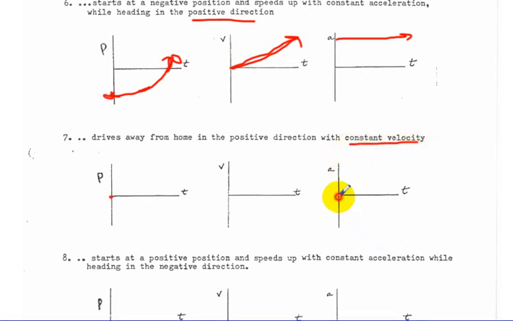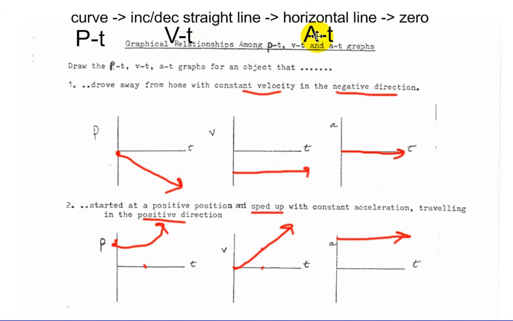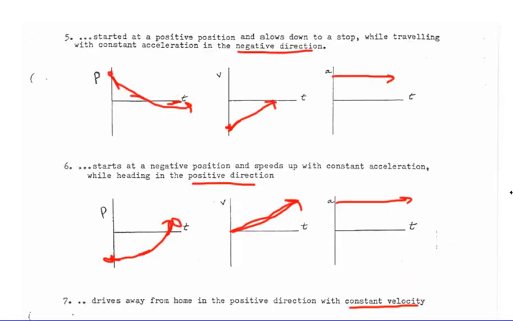Drives away from home in the positive direction with constant velocity. Constant velocity tells us right off the bat that we are not accelerating. So if I look back here, not accelerating, so that's going to be 0. Velocity is a straight line, a horizontal line, and PT is either going to be increasing or decreasing.